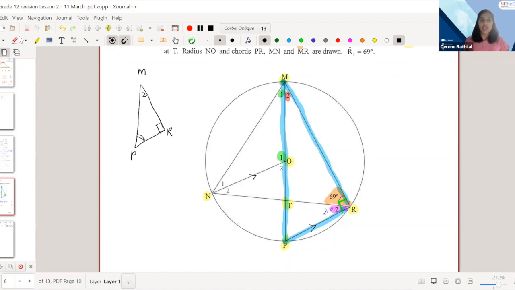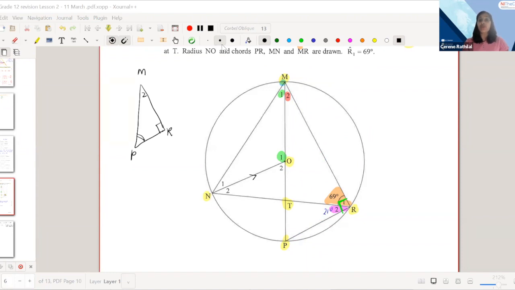So we try to find P utilizing the fact that NO is parallel to PR. Is there a way to determine P using the fact that NO is parallel to PR? Let me check the chat box. Alternate angles somehow? Yes. So yes, we are going to be using alternate angles. So thanks for that response.